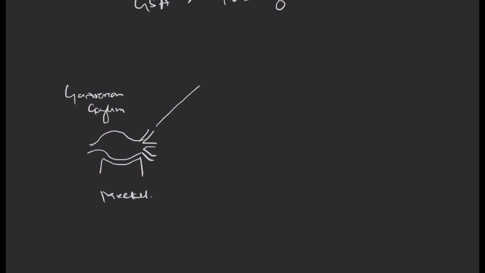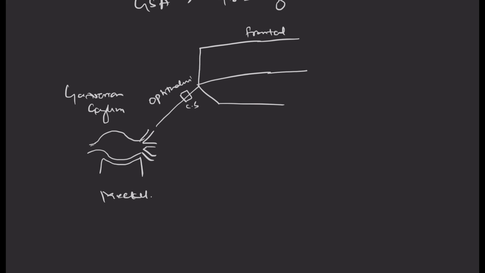This is the ophthalmic branch. It enters the cavernous sinus, comes out and divides into three branches: the frontal, nasociliary, and lacrimal branches.